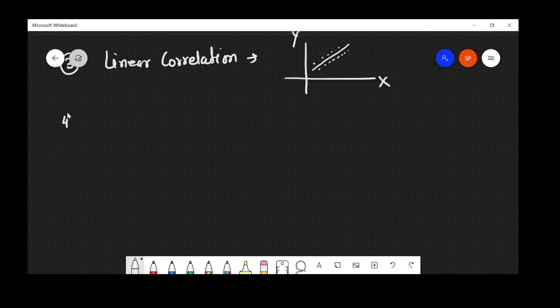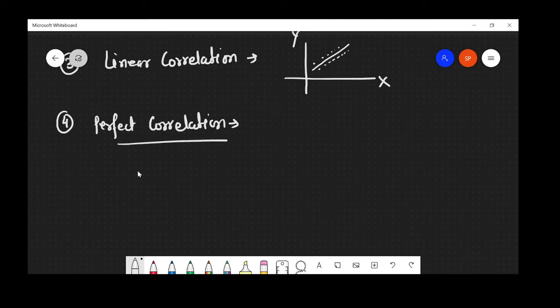And now we move to the next, perfect correlation. If the deviation in one variable X is proportional to the deviation in the other variable, then the correlation is said to be perfect. In this case, the plotted points on a graph lie exactly on a straight line.